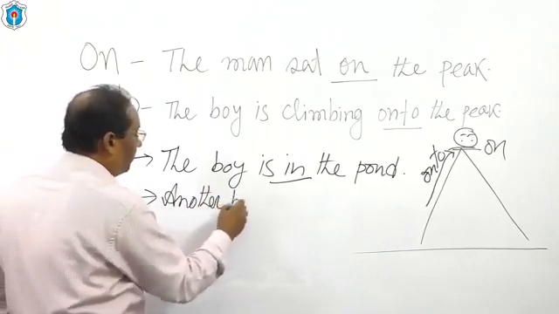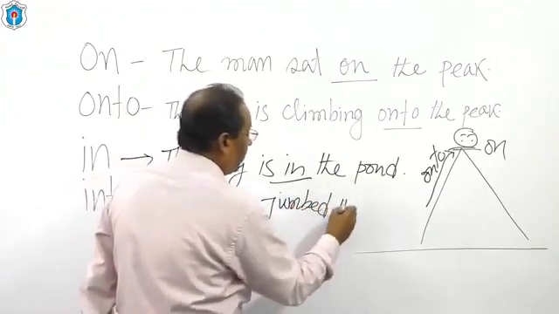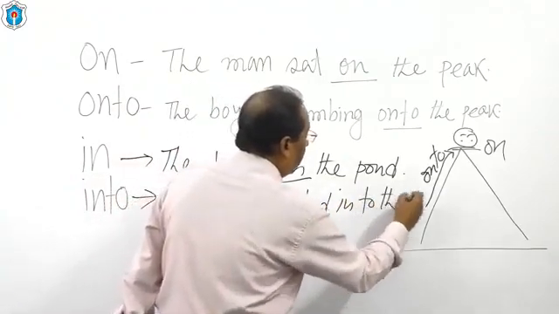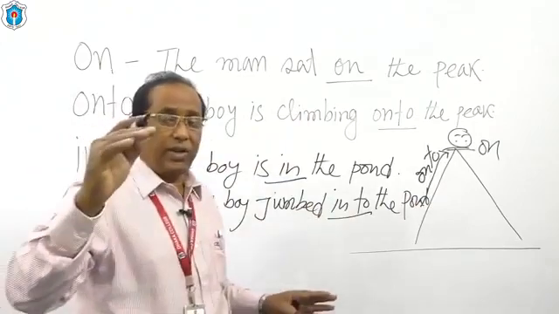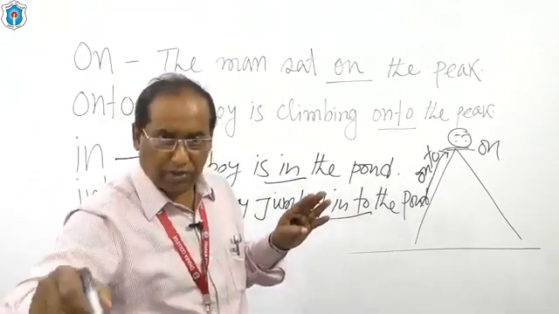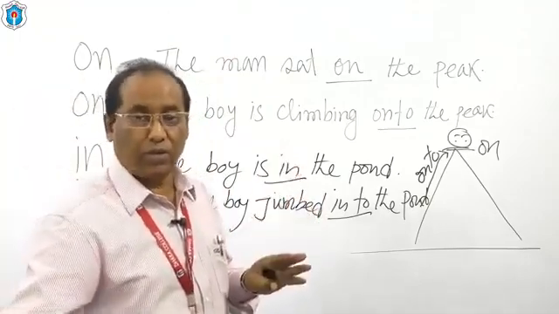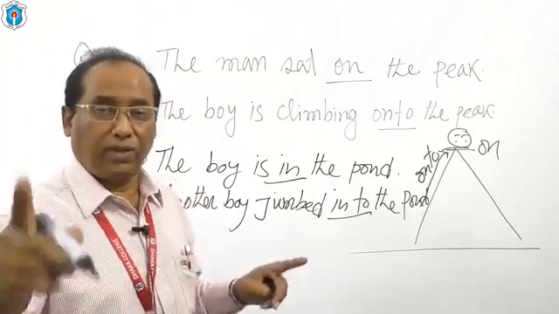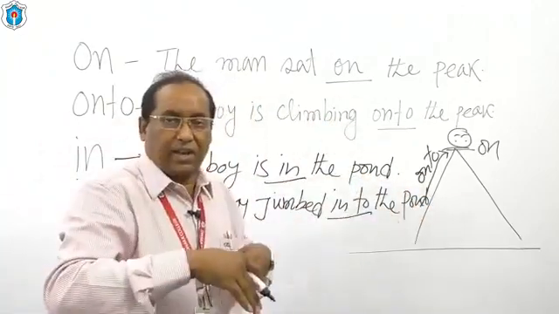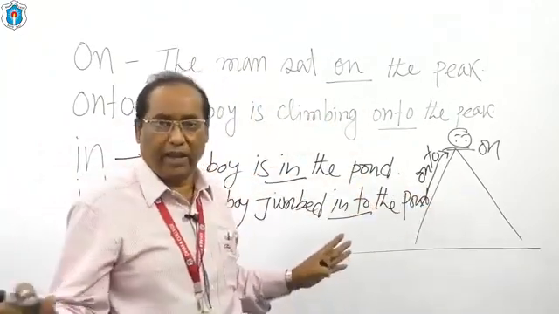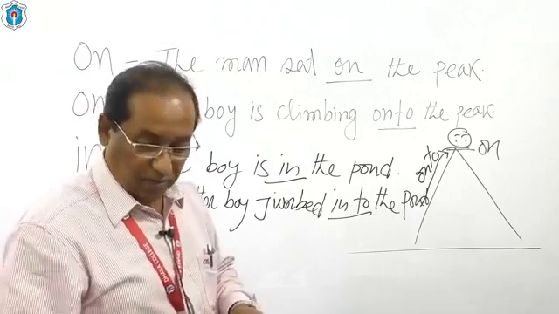Another boy jumped into the pond. Now into. ছেলেটি লাফ দিয়ে পুকুরের মধ্যে পড়ছে। সো গতিশীল অবস্থায় যদি প্রবেশ করা বোঝায়, ঢোকা বোঝায়, পড়া বোঝায় কোনো কিছুর মধ্যে, তখন হবে ইনটু। আর কোনো কিছুর মধ্যে ইনসাইডে, কোনো এজের মাঝে, এনক্লোজারের মধ্যে যদি স্থিত বোঝায় তখন হবে ইন। সো ইন অ্যান্ড ইনটু আর ডিফারেন্ট। ওকে?